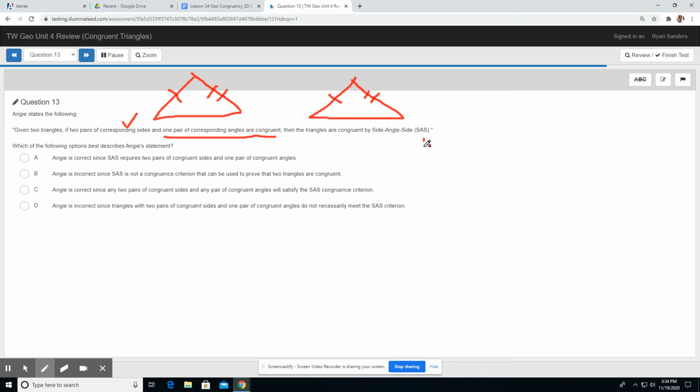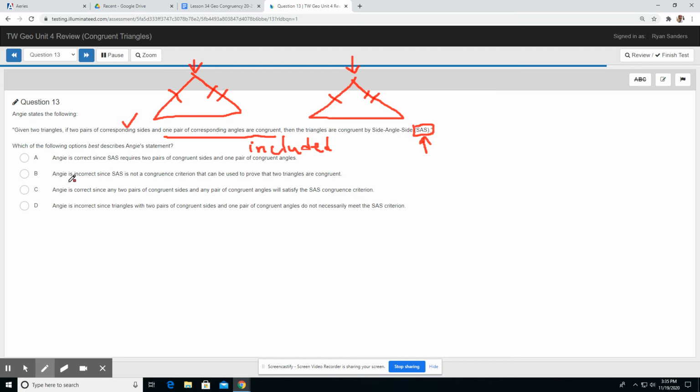That means for this to be true, the angle has to be the included angle. If this is the angle they're talking about, that would be angle, side, side. So for this to be true, it has to be this angle, the one that has to be true for the two sides. If sides are matching, it has to be the angle between them that matches.